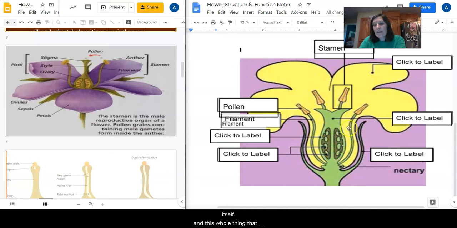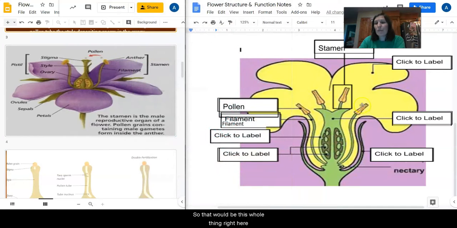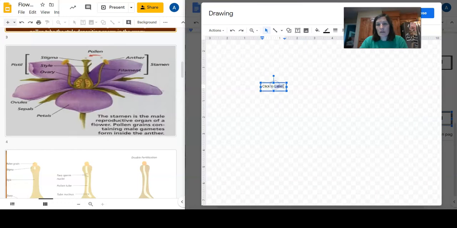And this whole thing that looks like a vase, okay, is the female part. You can see it again over here. It looks like a vase. It's kind of the top, and then it's real skinny, and then it gets real big at the bottom. So this whole thing right here is called the pistil or carpel. I've heard it both ways.